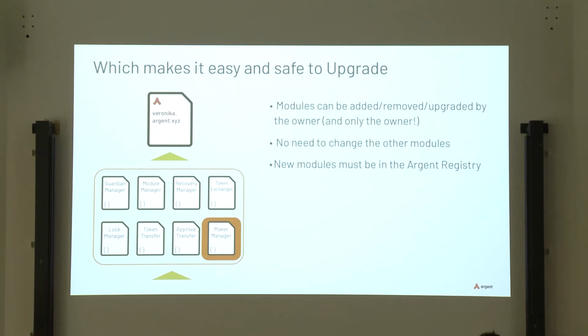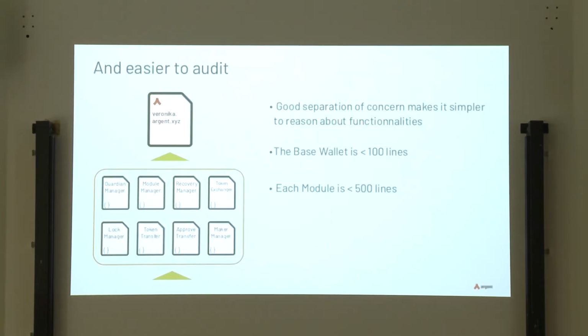What's of course important is that only the owner of the wallet can add or remove a module. So we, Argent, have no control over that. All we can do is propose modules. And of course these modules need to be authorized by Argent at some point, and so they are part of what we call the Argent registry. Then users on their app will say, okay, I want this feature, I upgrade my wallet. And suddenly the base wallet authorizes a new module to interact with it. So it's quite cool to upgrade and make the wallet evolve.